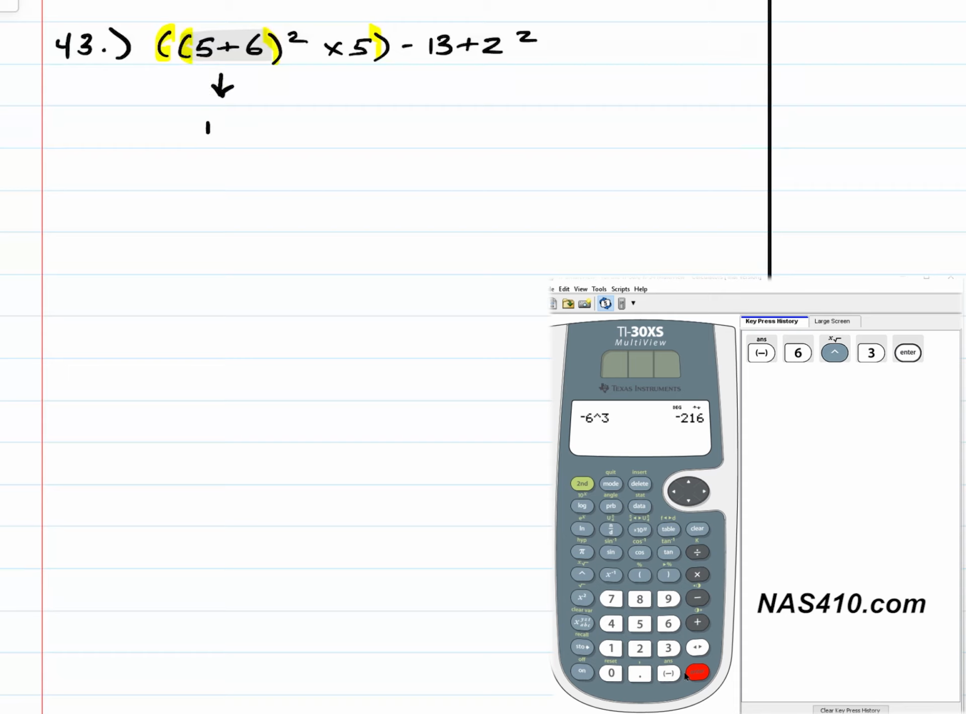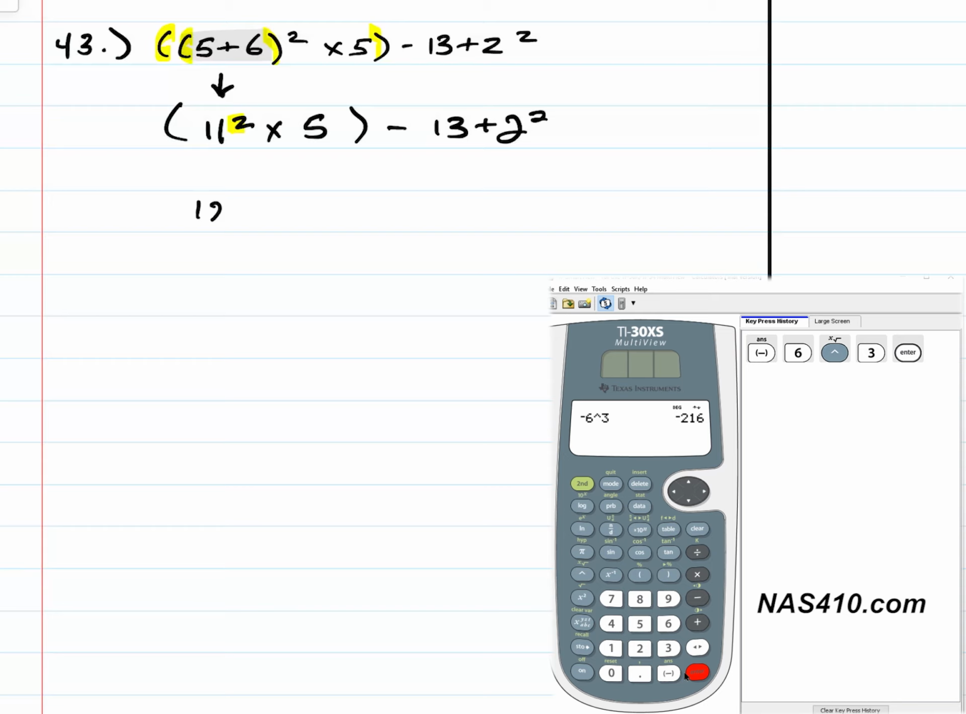So 5 plus 6 is 11, okay? And so what I end up with is 11 squared times 5, okay? And this is in parentheses, so I still need to do that part first. So 13 plus 2 squared here, okay? And so within the parentheses, the order of operations applies. So the next thing I'm going to hit up is this exponent, right?